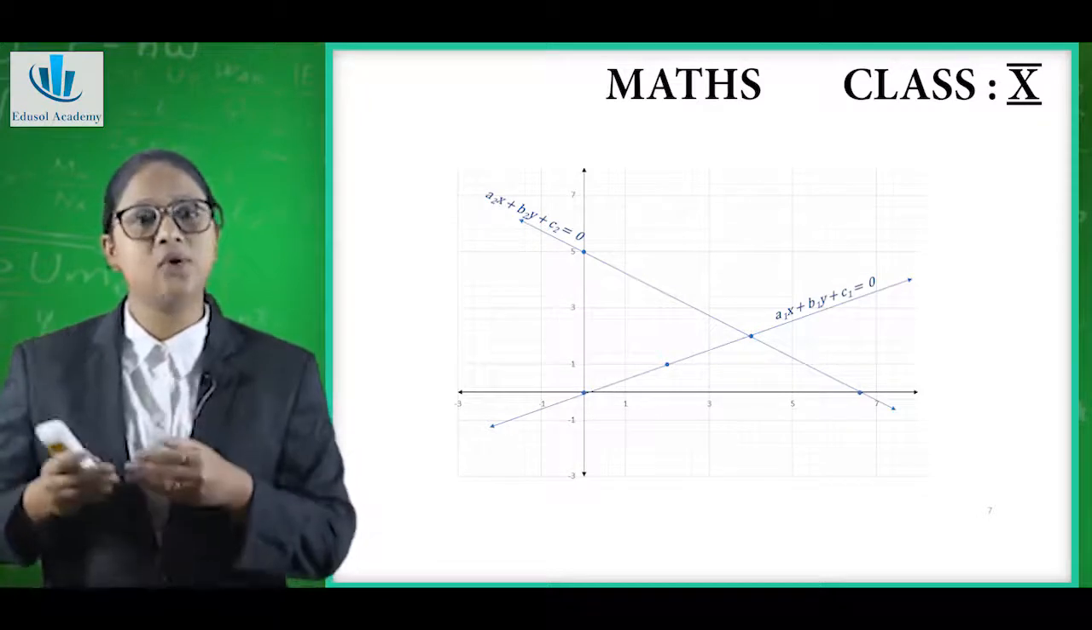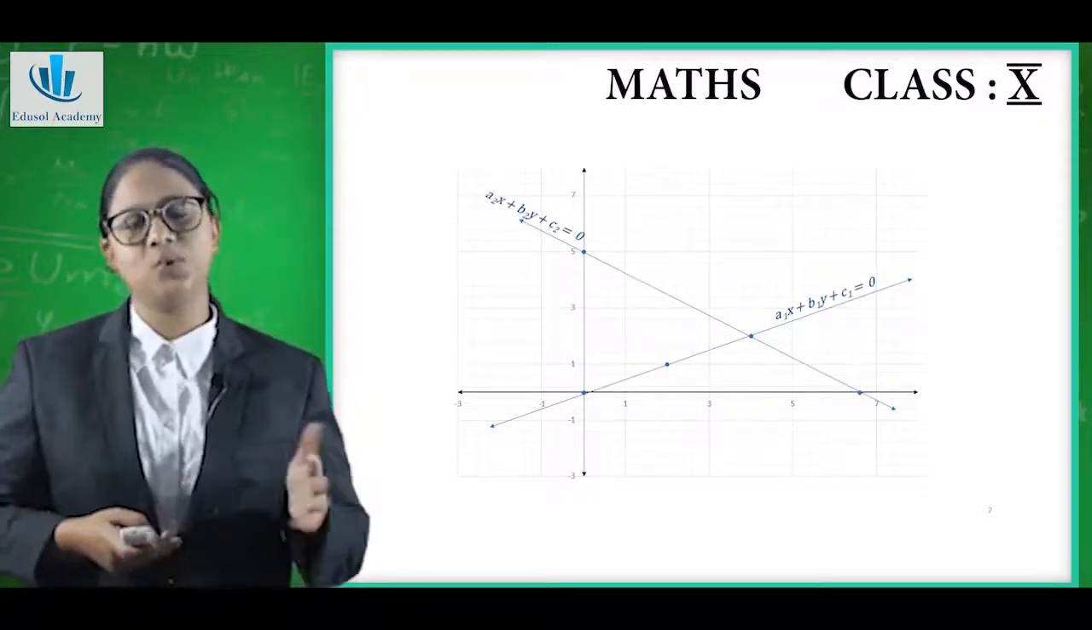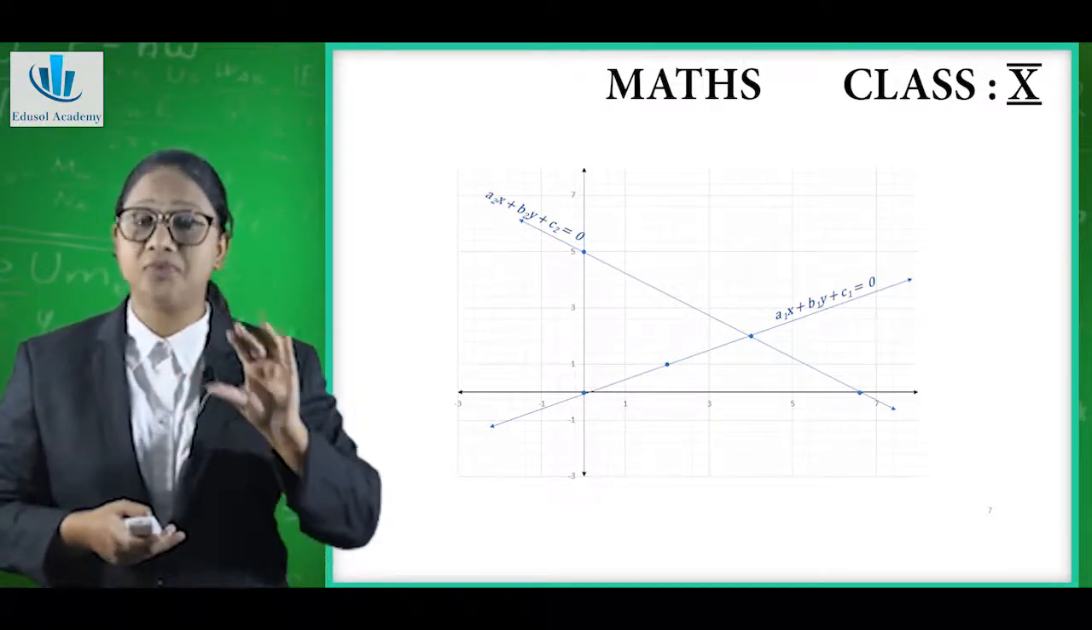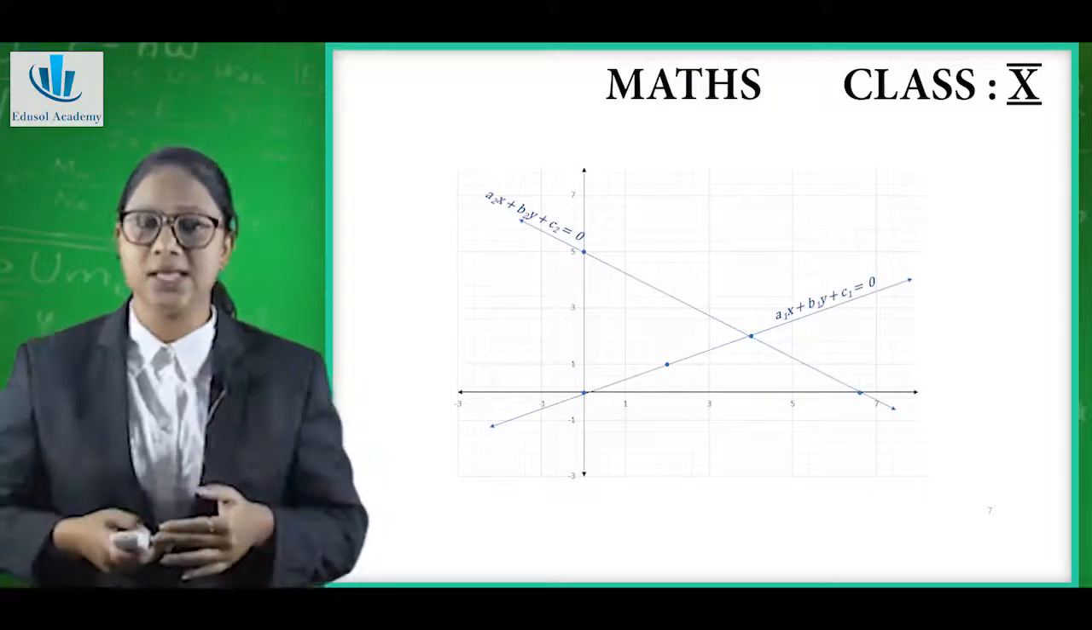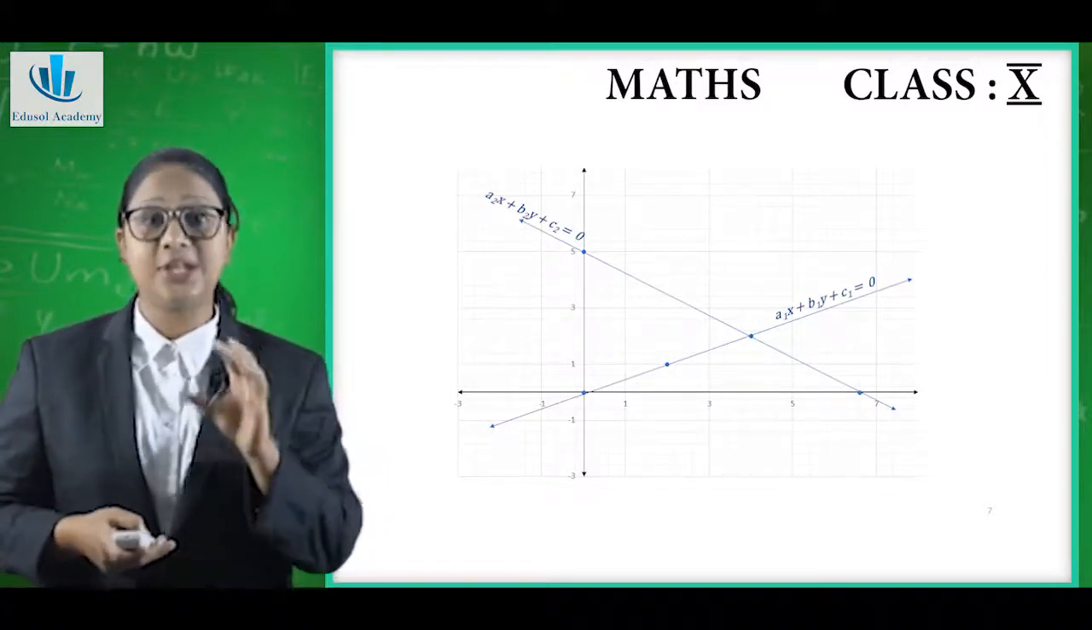Take x is equal to 0, find y. Take y is equal to 0, find x. Then take any 2 random values which you like. So we got three pairs of x and y for both the equations. Now it's time to plot them in the Cartesian plane.